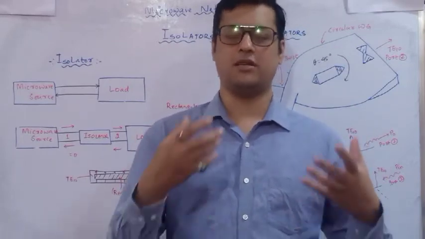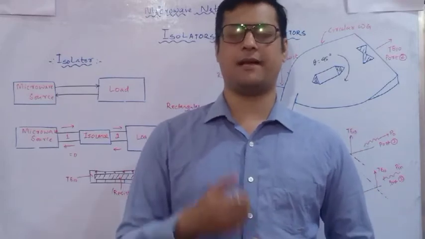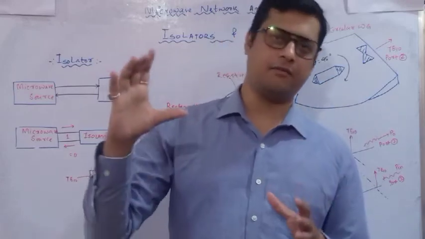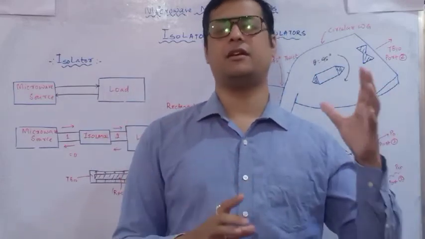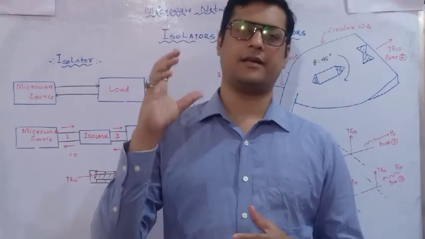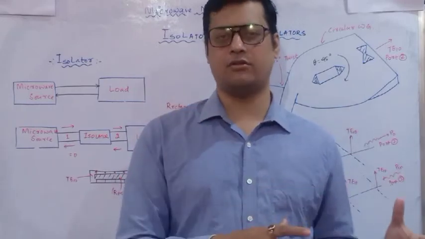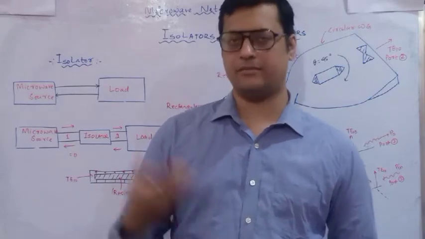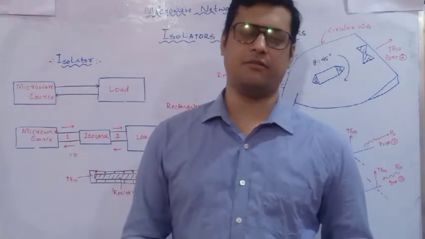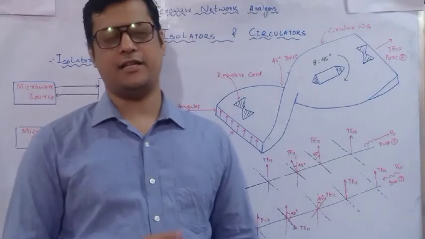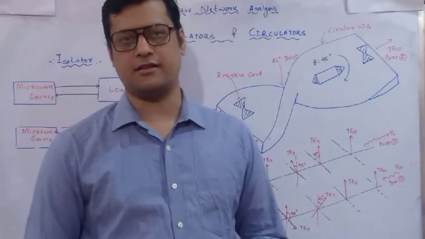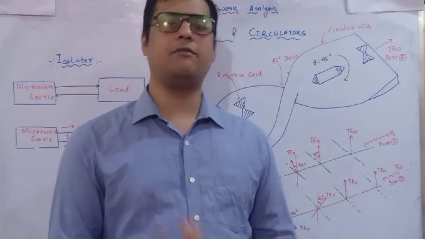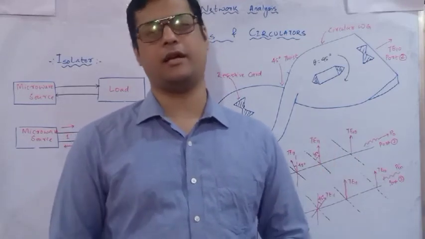But how to get that maximum output? The maximum output is only possible when the characteristic impedance of the line is matched with our load impedance. If the characteristic impedance is equal to the load impedance, then the maximum power can be delivered. But if it is mismatched, we have seen the mismatch condition also, the reflection coefficient will change and the S parameter is also going to change. If it is mismatched, reflection will occur, and if reflection occurs, we may lose our information.